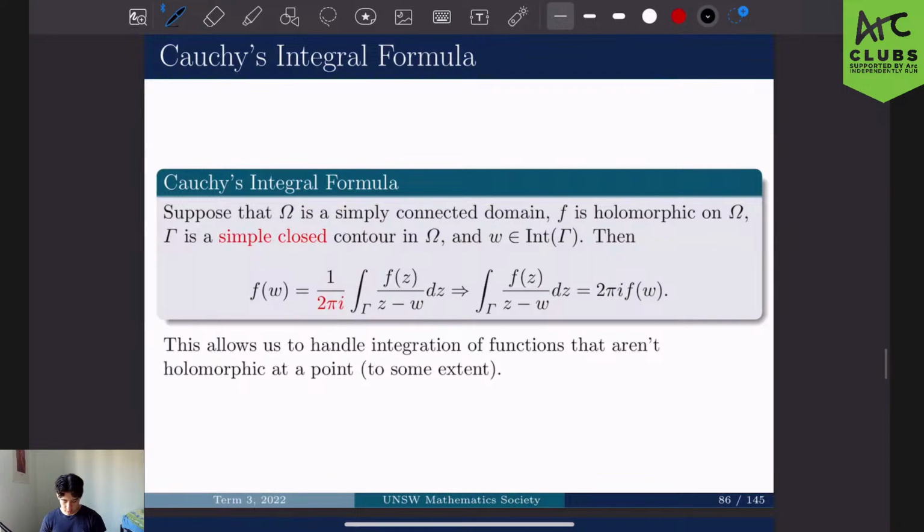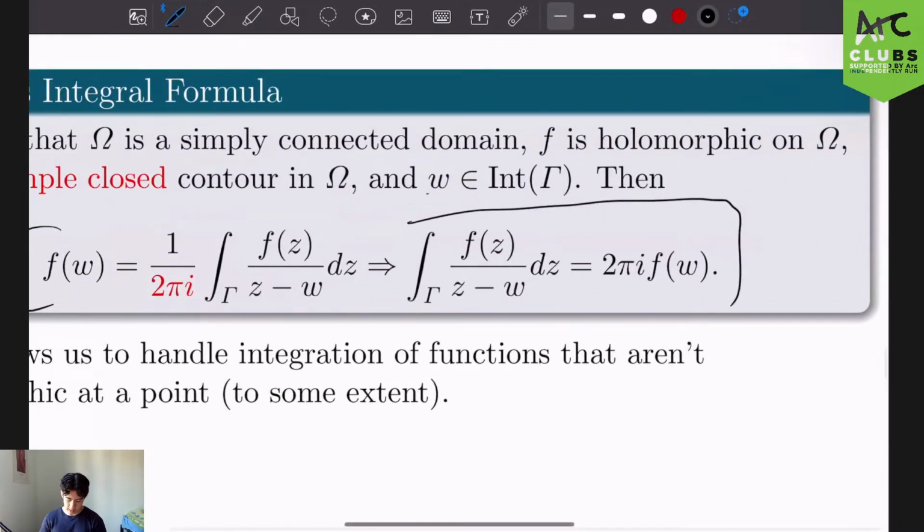Alright, so I'll just quickly finish these ones as well. So we've got Cauchy's integral formula. Suppose that omega is a simply connected domain, f is holomorphic on omega, gamma is a simple closed contour in omega, and w is inside it. Then we have the integral formula here. This form is probably easier: basically we have this w here, the function of z, and we substitute in the value of w and multiply by 2 pi i.